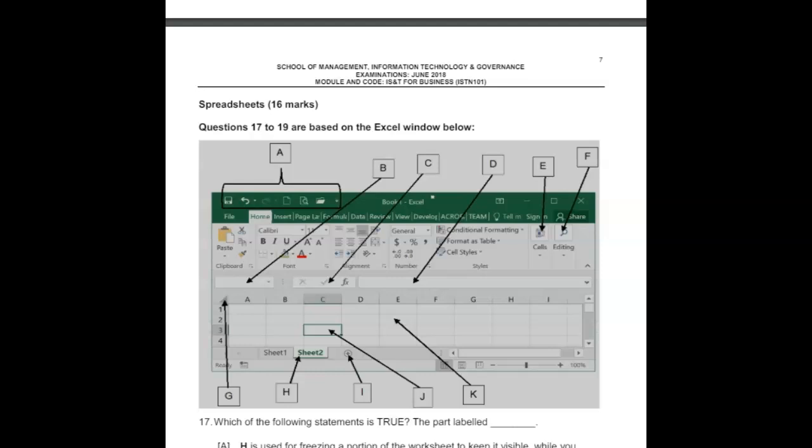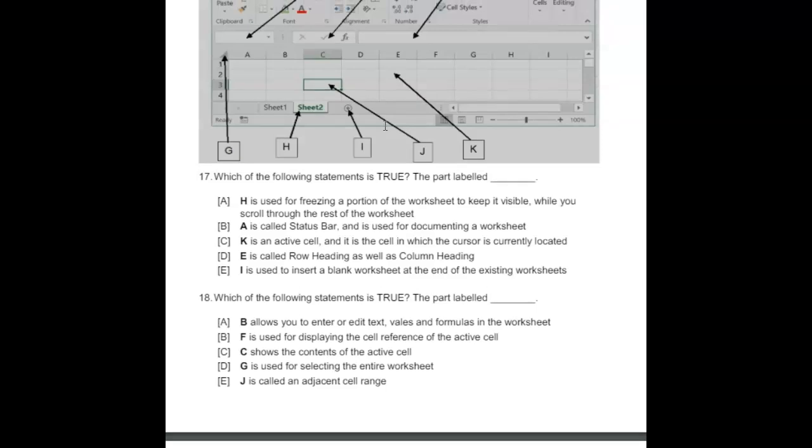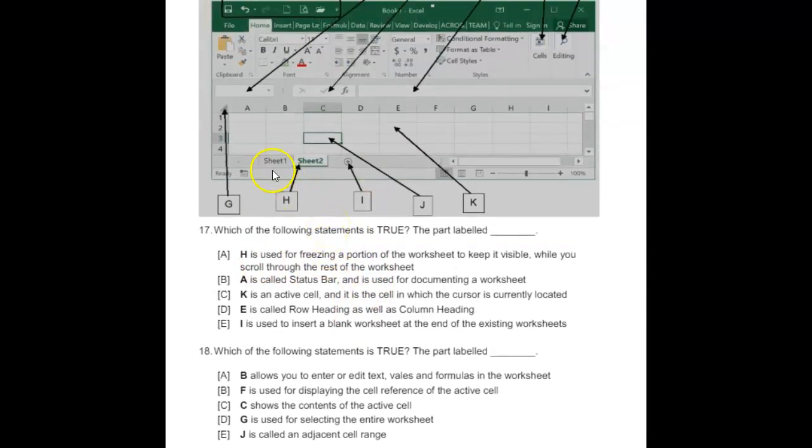So in this video, we'll be doing the June 2018 spreadsheet section of Excel of this past paper. The first question states, which of the following is true? Obviously we know there'll be a lot of falses, right? H is used for freezing a portion. No, H shows the sheet name.